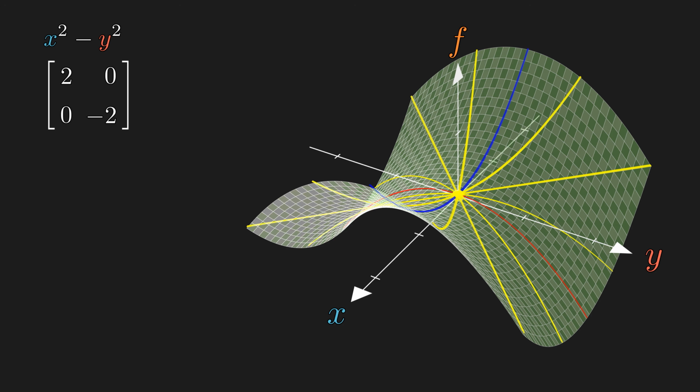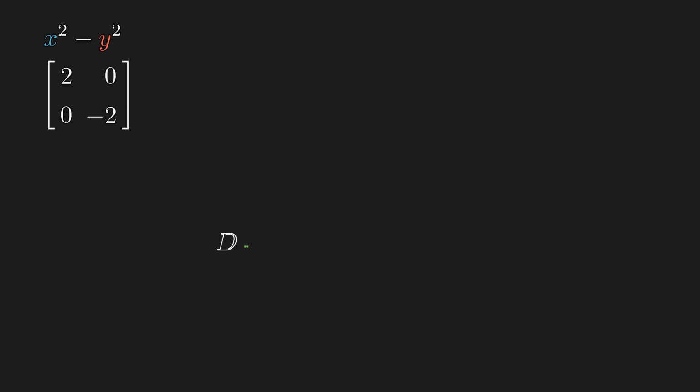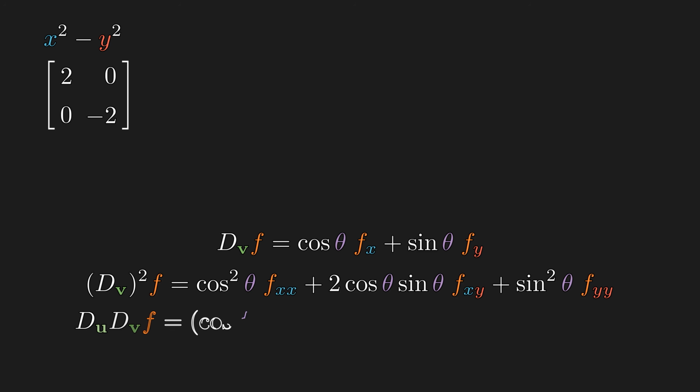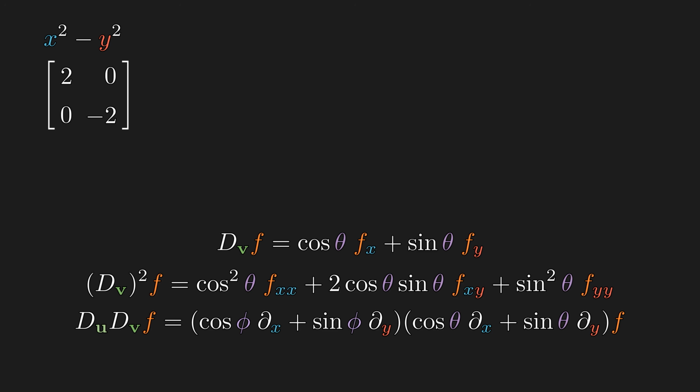And since the maximal and minimal concavities have opposite signs, there are directions with zero directional concavity, guaranteed by the intermediate value theorem. Now, how do we actually compute these directional concavities? Well, the directional derivative along any direction can be expressed as a linear combination of partial derivatives in x and y direction. Then, the directional concavity is simply the second directional derivative. And if you need to take a mixed directional second derivative along any two directions, you can take them in whichever order.